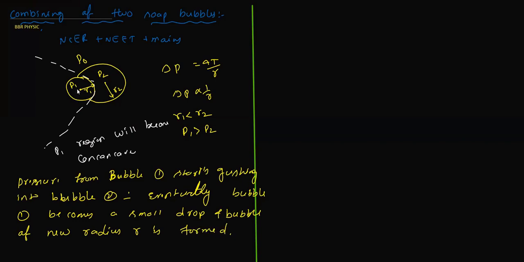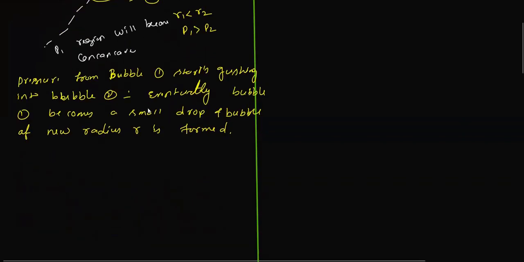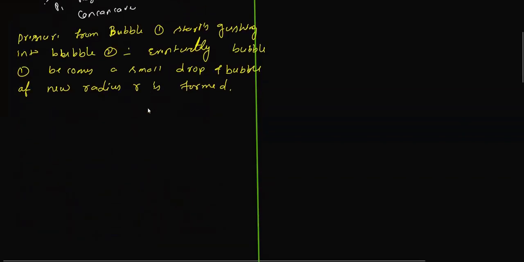This bubble's pressure we have to relate, and this bubble's pressure we have to relate. Another new bubble is formed here due to these two. That one also we need to write here. So for this bubble, P1 minus P2 equals 4T by R. Let me write equations for all of them clearly.